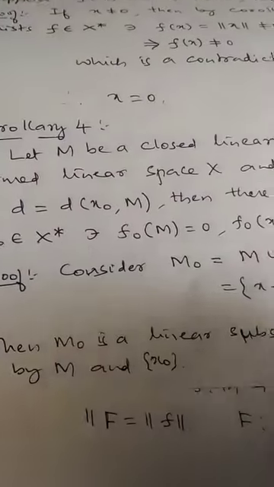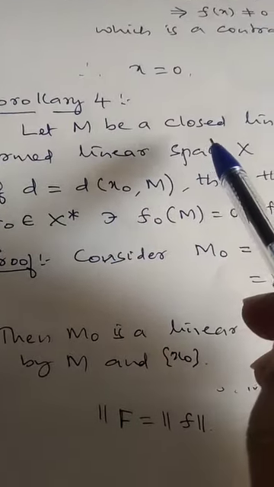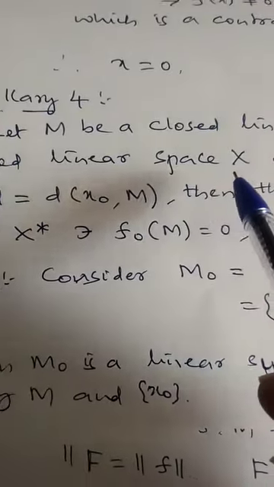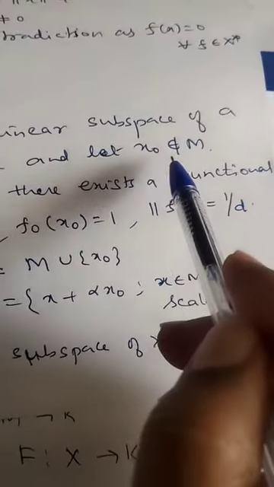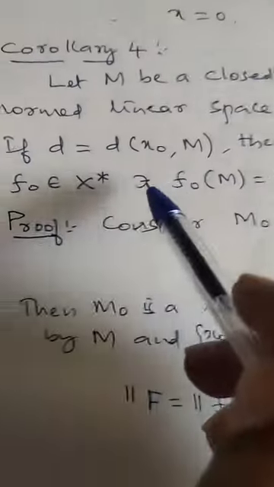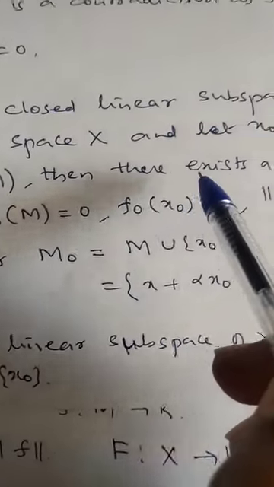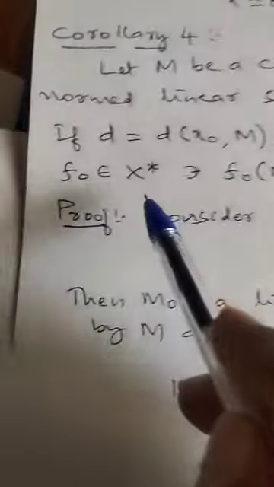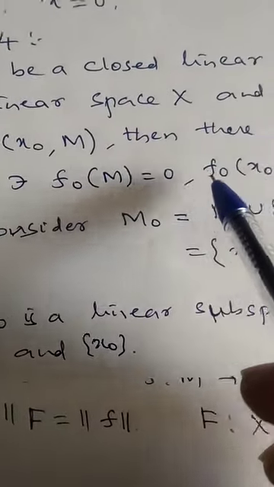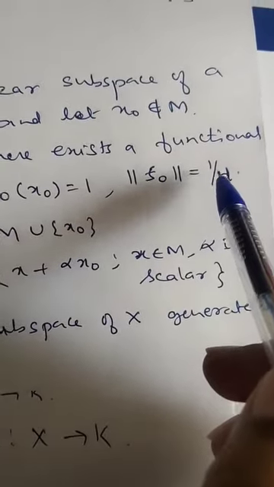Next, let us look at corollary 4. Corollary 4 says: if M is a closed linear subspace of a normed linear space X and let x naught not belong to M, meaning x naught is a non-zero vector which is not in M, and if d denotes the distance between x naught and M, then there exists a functional f naught belongs to X star such that f naught of M is 0, f naught of x naught is equal to 1, and norm of f naught is equal to 1 over d.